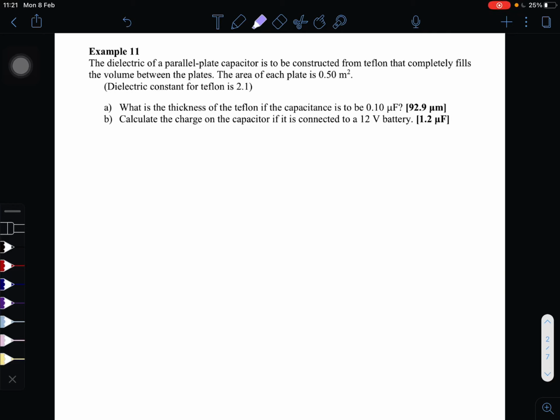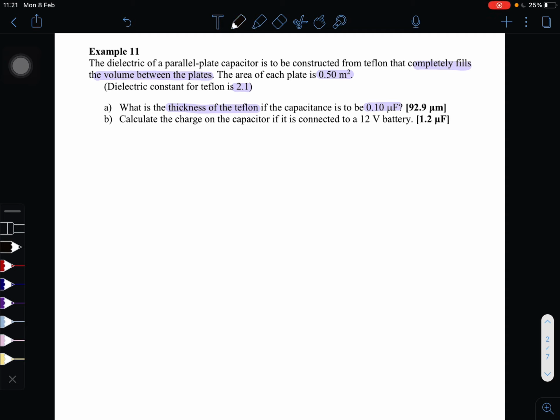Okay, next one we look at example 11. The dielectric of a parallel plate capacitor is to be constructed from Teflon that completely fills the volume between the plates. The area of each plate is 0.5 meter square and the dielectric constant for Teflon is 2.1. So what is the thickness of the Teflon if the capacitance is 0.1 microfarad here?